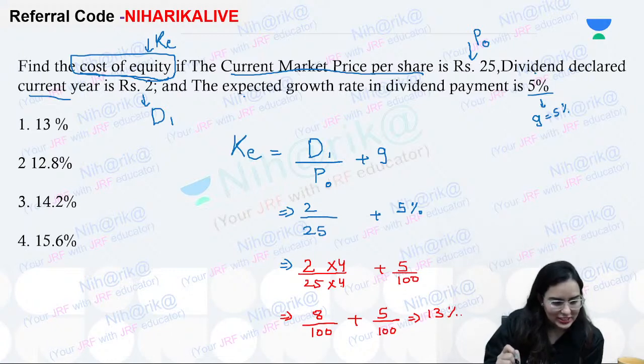Done? Ayushi. Great. 5 plus 8 is definitely 13, dear.